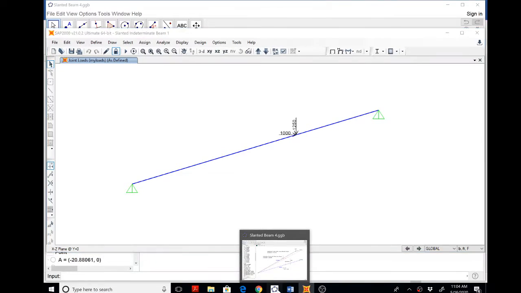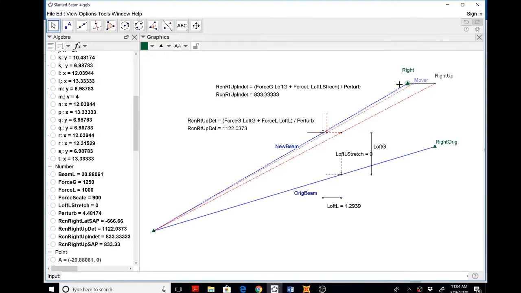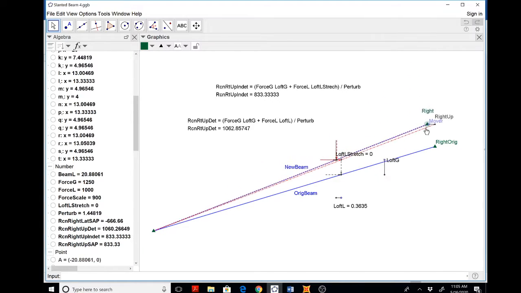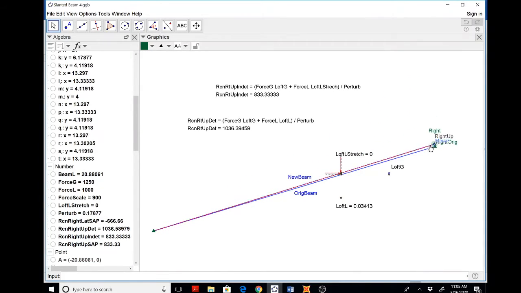And we will simultaneously look at the determinate case. So the determinate case was covered before. We have the two loads coming down, and I calculate the loft, the horizontal loft, the lateral loft, loft L, from where the beam was to where the beam is, and I calculate loft G from where the load was to where the load is. And as before, that process is a rigid body rotation here.